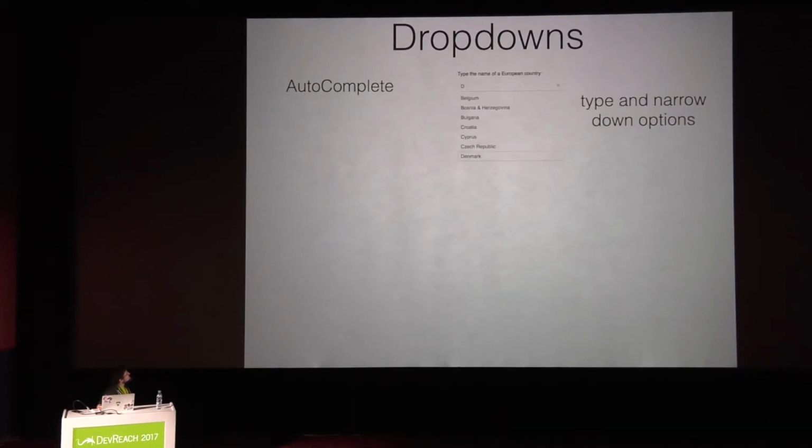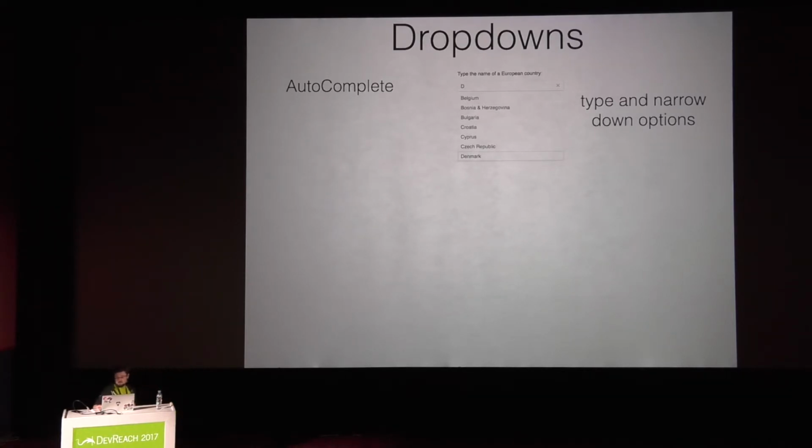Drop-downs. There are plenty of drop-downs, of course. The autocomplete we all know and love and hate, I'm not sure which. The main idea with an autocomplete is that it helps you filter down your options, right? You start off with a very, very long list. You don't want the user to scroll through all 50 countries or whatever you have in that list, but you start typing and it gets filtered.